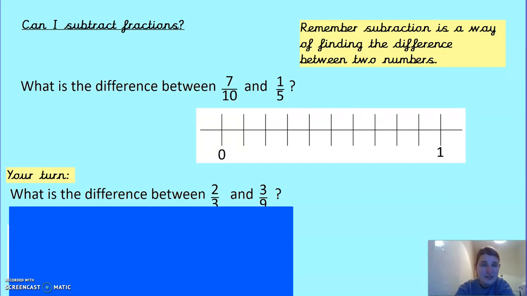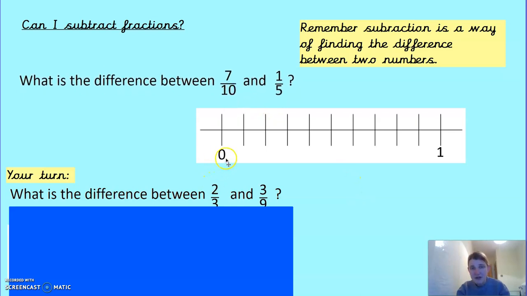So if we look at a little bit more detail, one of the ways we can do subtracting is on a number line. It's something you would have learned way back when, probably in year 1. So remember, subtraction is basically a way of finding the difference between 2 numbers, kind of the distance between them if they were on a number line. So we've got what is the difference between 7/10 and 1/5. It's asking us what is that kind of space between them. And I can use a number line to help.